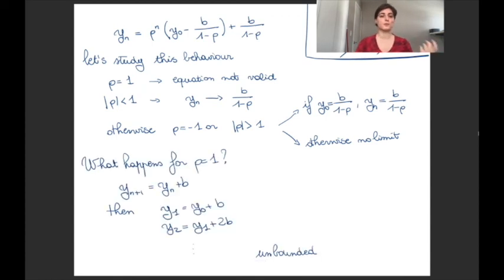What happens for rho exactly equal to 1? Well, here we need to backtrace a little bit. We have to get back to our equation, and for rho equal to 1, our equation becomes y_{n+1} equals y_n plus b. Then we have y_1 equals y_0 plus b, y_2 is equal to y_1 plus b, that is y_0 plus 2b, and so forth. So it is not bounded. If b is positive, it tends to plus infinity. If b is negative, it tends to minus infinity.